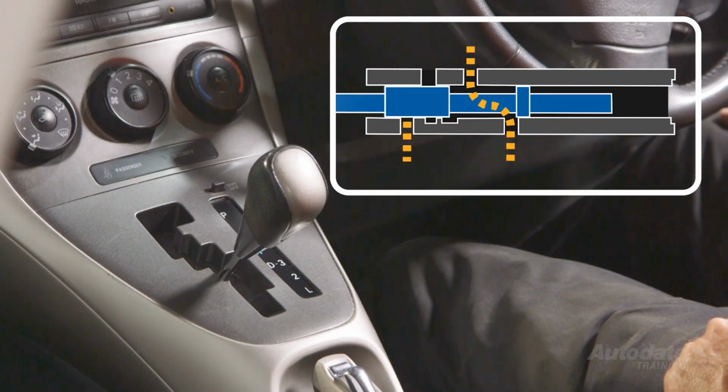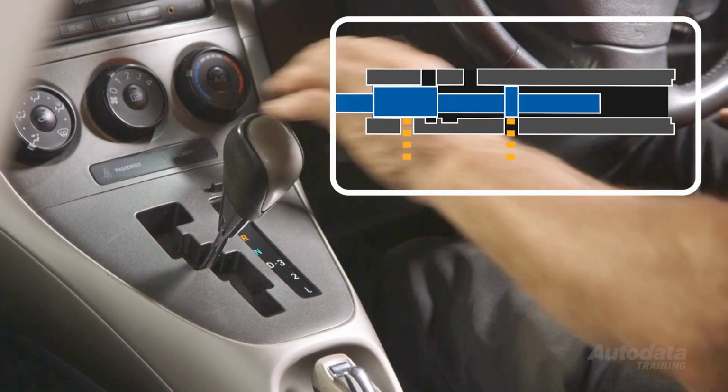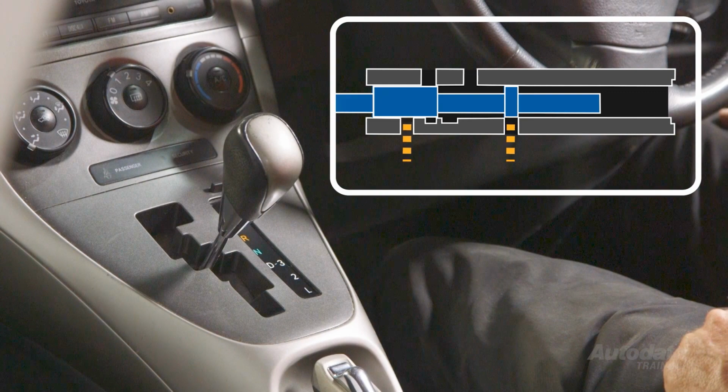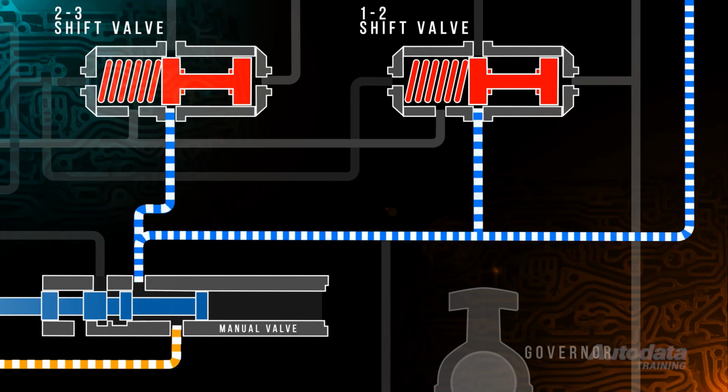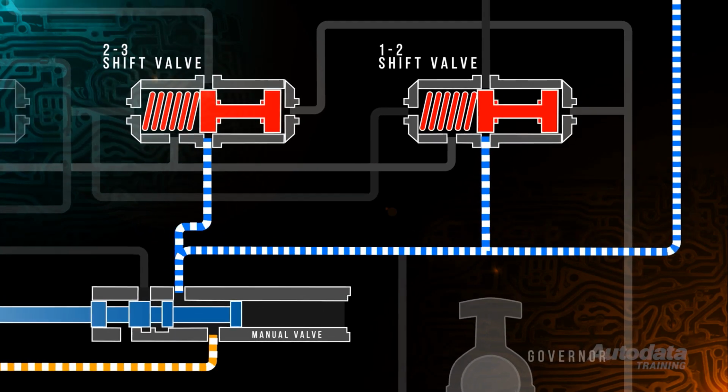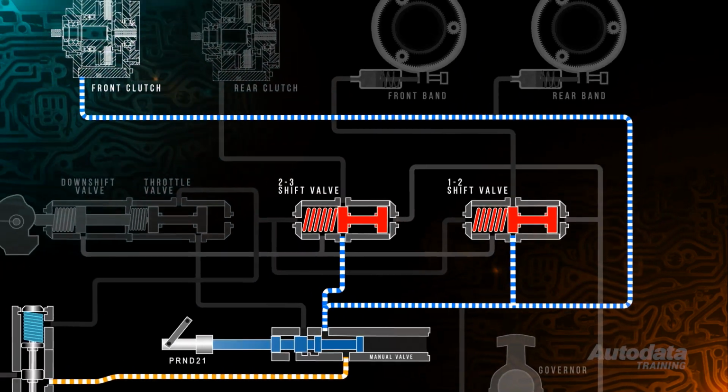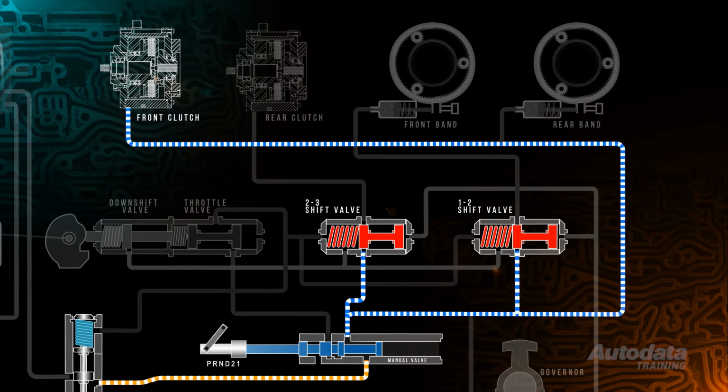When the driver moves the gear selector to neutral or park, the fluid is prevented from passing through the manual valve. When drive is selected, the manual valve is moved, uncovering a port, whereby fluid is directed to the 1-2 and the 2-3 shift valves and directly to the front clutch.